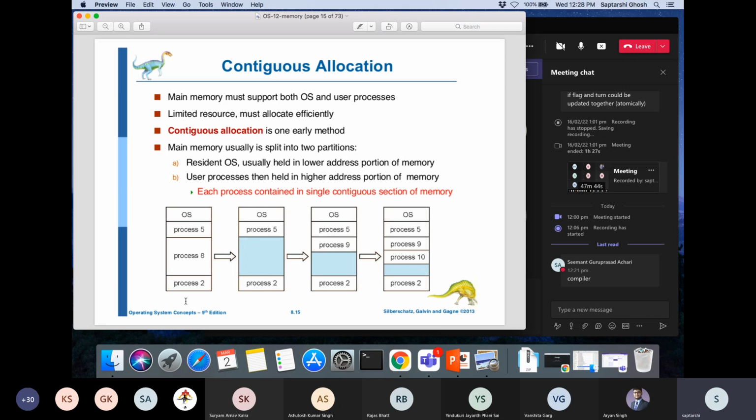So if you see here, initially processes 5, 8, 2 were running, then process 8 ended. That means this empty space was created. This is called a hole. The hole is the empty space in the memory. Then a new process came, process 9, so it was allocated a part of this hole. Then the hole was a smaller hole. Another process 10 came, and it was again allocated a part of this hole, and so on. So every process is given a contiguous block of memory as much as it wants.